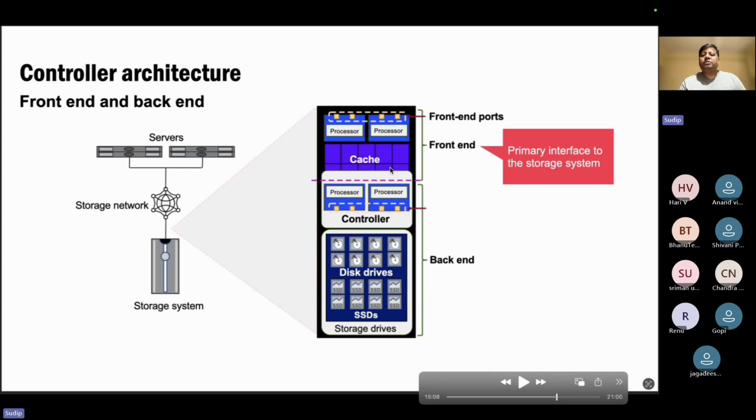So we understood that there are three components in the front end of a storage system. One is the front end ports, which are nothing but the network ports using which the storage system gets connected to the network. To handle this data, there are dedicated processors called front end processors. And whatever data is being read or written from and to the storage controller is temporarily kept in the cache. Because the cache is volatile, it is temporarily kept there.